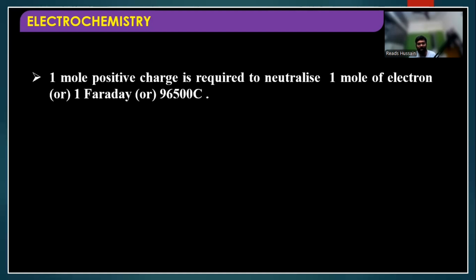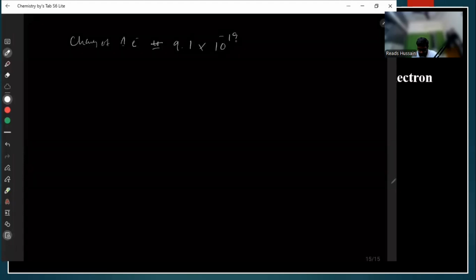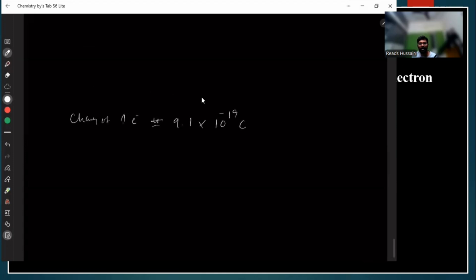So what is 1 mole of electrons? Do you know the charge of 1 electron? If you don't know, please note it down. The charge of 1 electron is equal to 9.1 into 10 raised to minus 19 coulombs. That is the charge of 1 electron.